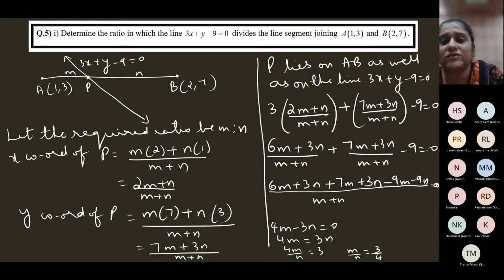So the x coordinate and the y coordinate of P will satisfy that equation. In place of x, use the x coordinate of P. In place of y, use the y coordinate of P. Take the LCM, cross multiply, and find the ratio. When you cross multiply, it becomes 0. (m + n) into 0 is 0.